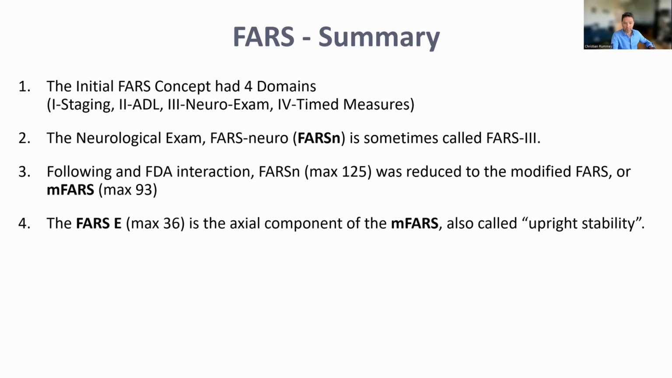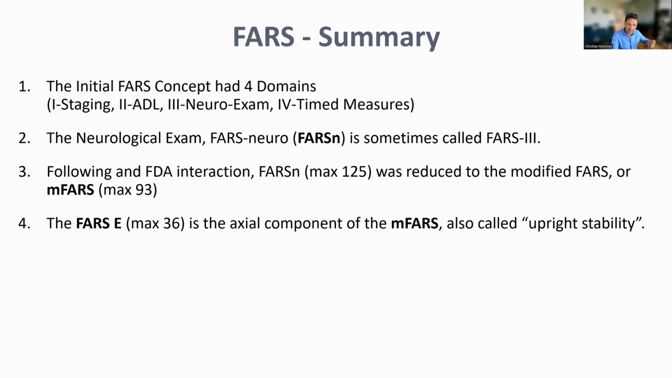So that's what we currently do. The most important component of the mFARS is the mFARS E. It's the last subscore. It's also called upright stability. So these 3 you should keep in mind: the whole neuro exam, the mFARS, and the upright stability. These are the 3 most important.